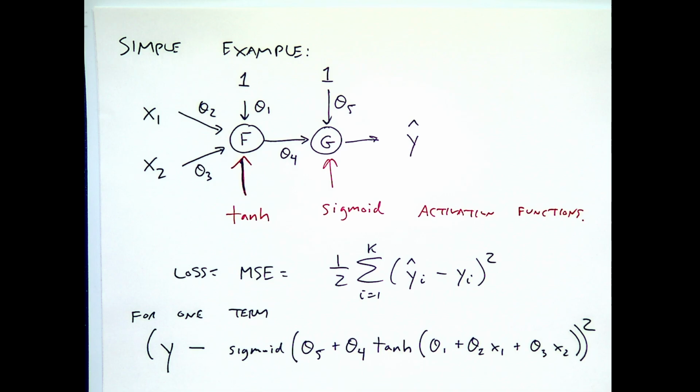Let me pause and ask for questions or comments about this so far. Okay, so now what I need to do, if I want to take steps along the gradient, is find the gradient of this function with respect to each of the theta parameters, right? And everyone knows calculus, so you should be able to do that.